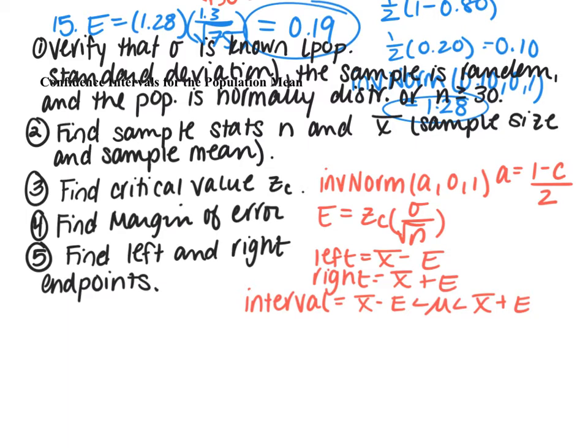So in order to find the left and the right endpoints, we take our mean and subtract our margin of error. To find the right endpoint, we take our mean and we add the margin of error. And then our interval is those two numbers. And so you're also always going to graph your interval on a number line. You put your point estimate, which would be X bar, and then that gets a dot on it.